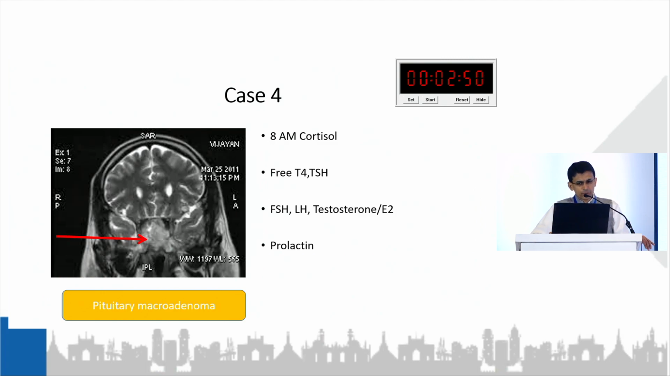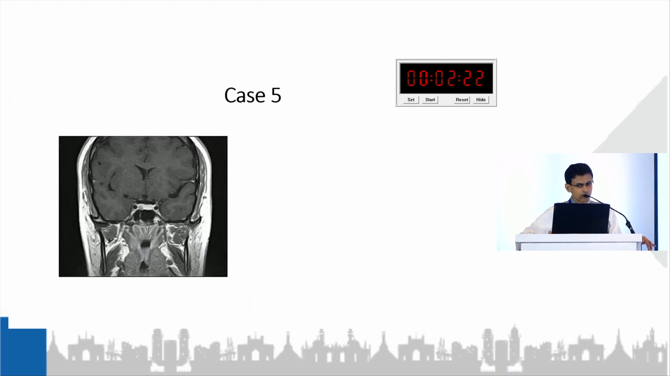Coming to pituitary macroadenoma evaluation: whenever there is a pituitary macroadenoma found for various other reasons, probably visual field defects or some other reasons, and MRI done showing pituitary macroadenoma, how to evaluate? Here we are suspecting hypopituitarism because of the compression effects. So always do hypopituitarism evaluation: 8 AM cortisol, free T4, TSH, FSH, LH and prolactin. These are the hormones we have to look for when we are evaluating pituitary macroadenoma.